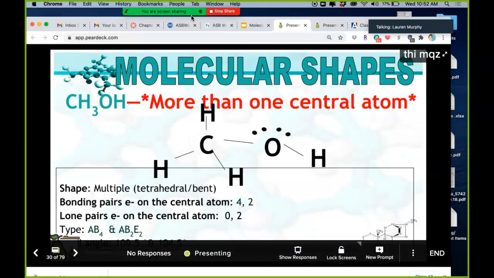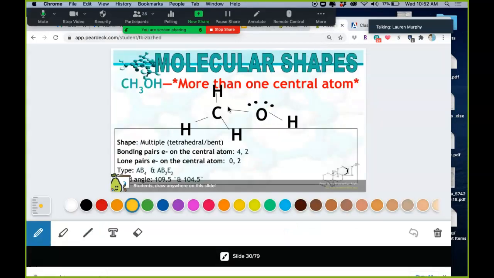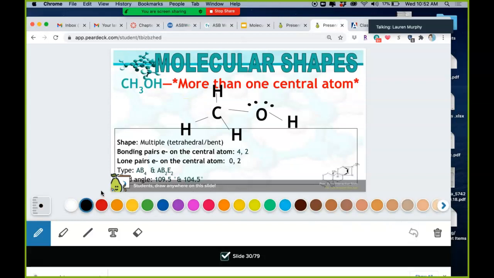All right, now what happens when there's more than one central atom? Well, when there's more than one central atom, you have to focus on each central atom individually. You can't talk about them all as one shape. So for example, this is methanol, and it has 2 central atoms. This is an organic molecule. It has carbon and oxygen both as central atoms. They're both kind of in the middle. So there's a shape around carbon and there's a separate shape around oxygen.